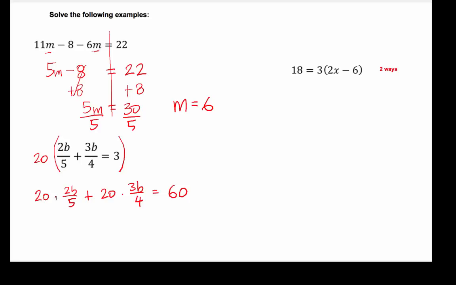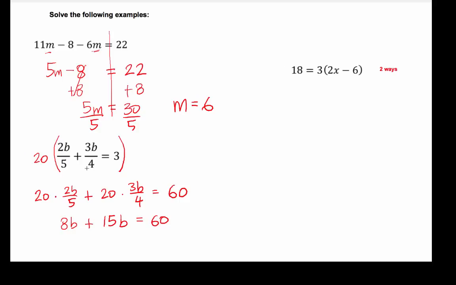Now, when I multiply 20 times 2b over 5, what's happening here is I'm going to multiply 20 times 2b, which is 40b. Focus on the 40. 40 divided by 5 is 8. So when I multiply here, I get 8b. Here, I do 20 times 3, which is 60. 60 divided by 4 is 15. So I'm left with 15b there equals 60. That's what it looks like to clear the fractions.